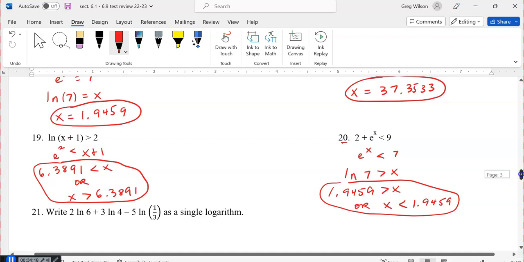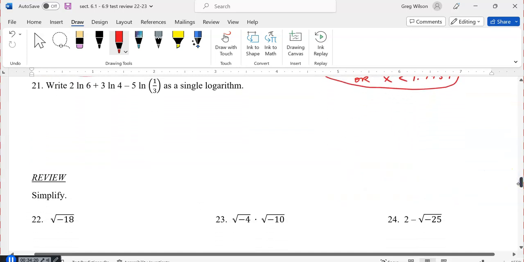Okay, let's do number 21, which is a review of our properties. So we're going to eventually put these 3 natural logs together as one. So first I've got to apply the power property. Moving the 2 so that it becomes the exponent for 6, natural log 36. Moving the 3 so that it becomes the exponent for 4. And then moving the 5 so that it becomes the exponent for 1/3.